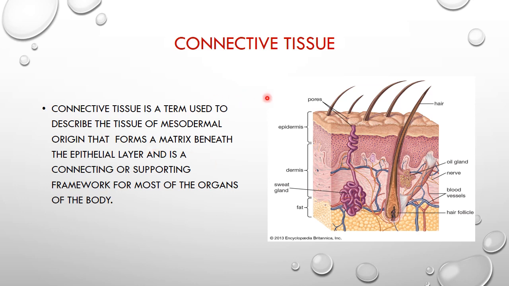Now, connective tissue is one of the four basic tissues of the body, along with the epithelium, the muscular tissue, and the nervous tissue. It is mesodermal in origin, and it forms the matrix beneath the epithelium, and it connects and supports the underlying tissues. It is highly vascular and it has nervous content. You can see here this is the adipose tissue or the hypodermal layer, which is also one of the forms of the connective tissue. So it's a connecting or supporting framework for the various organs of the body.